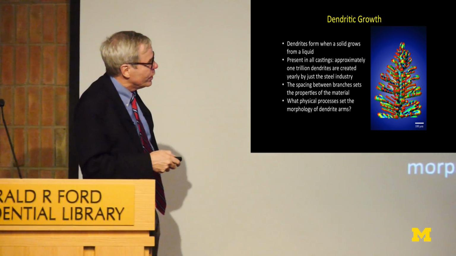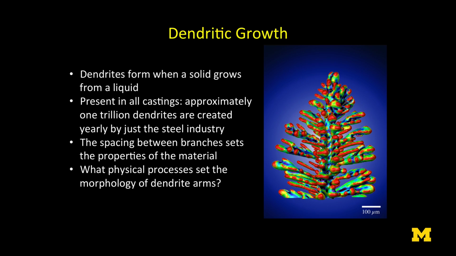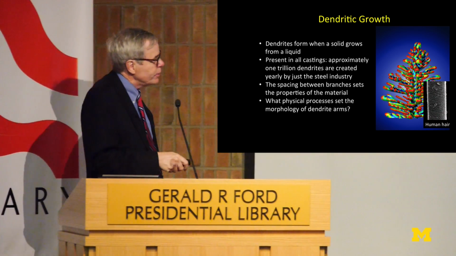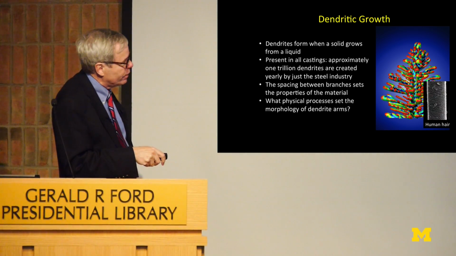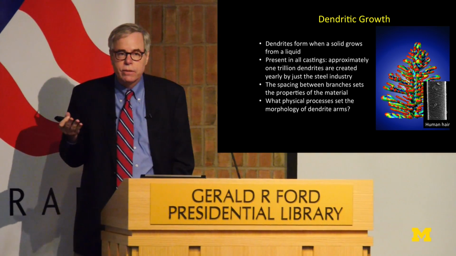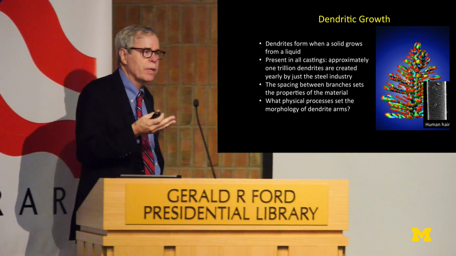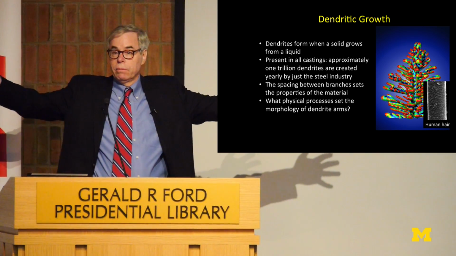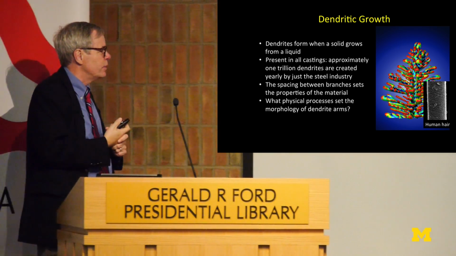And what's important really is the spacing between these branches. To put that in perspective, this is the width of a human hair on the same scale, so you can get an idea of the length scales here. The spacing between these branches, which is much less than a human hair, controls the properties of castings. It's kind of an interesting thing that something so small can control the properties of something so big. And that's really the essence of material science engineering.